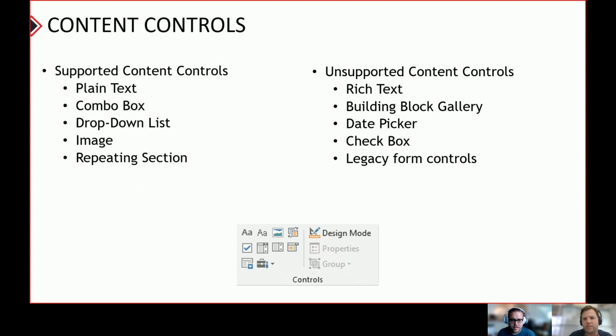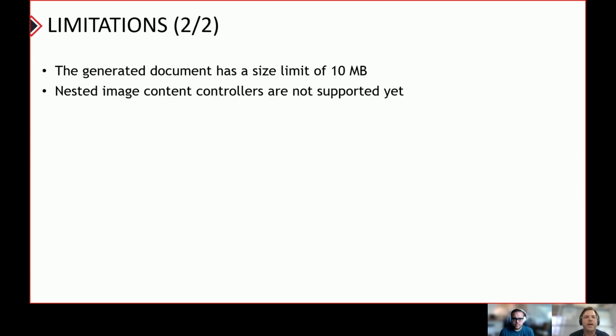So there are still limitations on the unsupported content controls, of course. Rich text is not available yet. Building block gallery, date picker, the checkbox and the legacy form controls are not available yet. The other one I wanted to tell you about is the nested image control, the content control. That's not supported yet. So if you want to create an image within the table control, for instance, that's not possible. I see. So you can't put images inside of the repeating tables. Yeah, exactly. Got it. That's not possible right now.